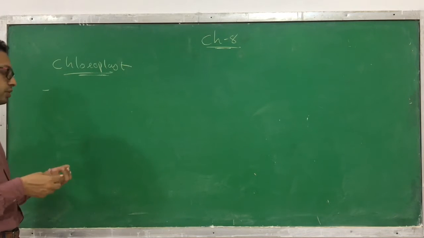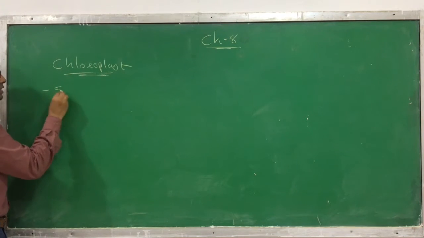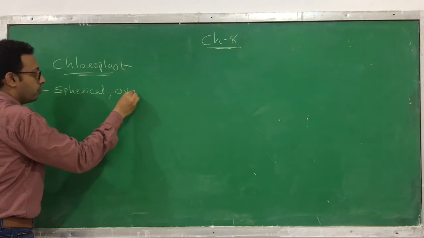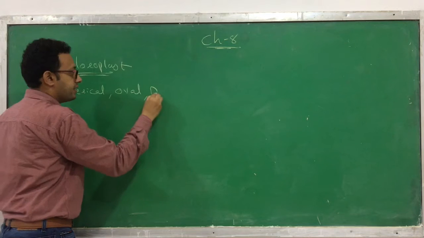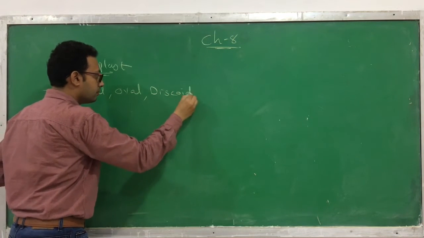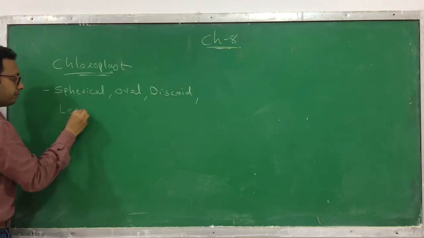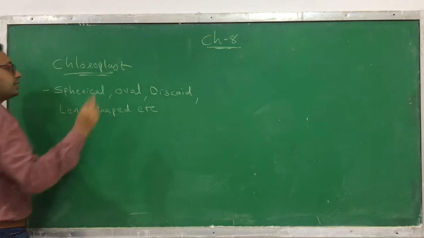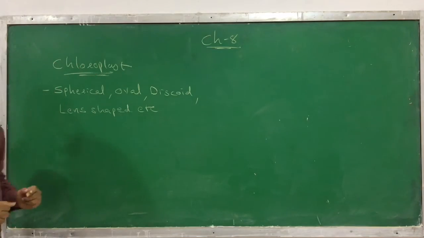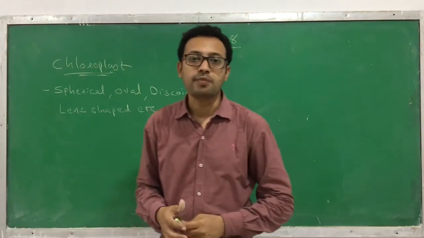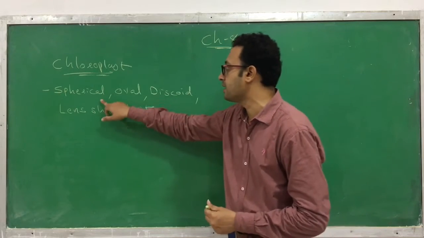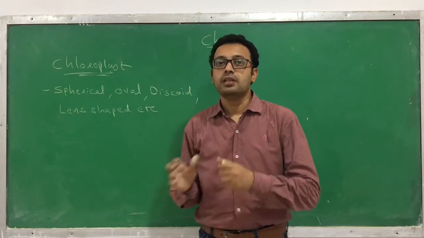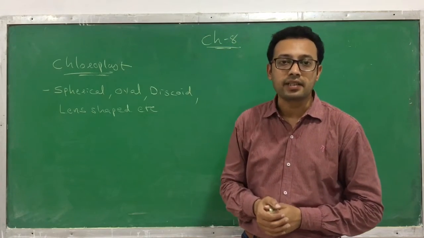What are the different shapes of this chloroplast? The chloroplast may be spherical, oval, discoid, lens shaped, etc. I again repeat, the chloroplast may be spherical, oval, discoid, meaning disc-like, or lens shaped. These are the different shapes of a chloroplast.